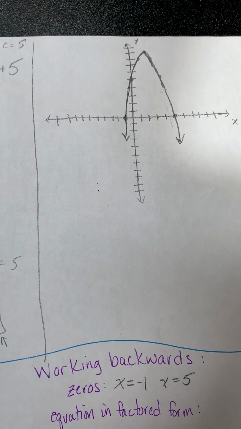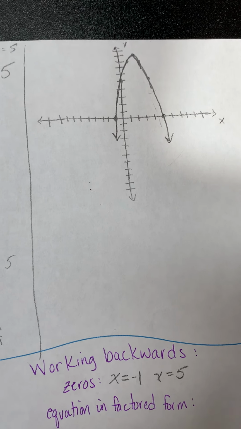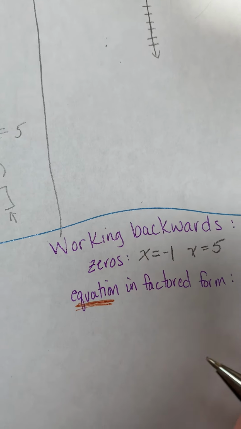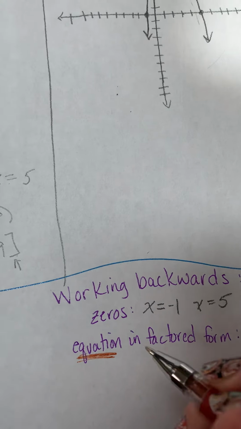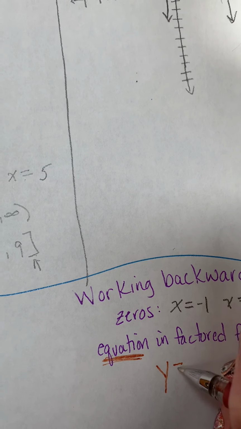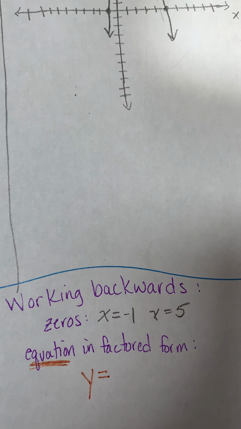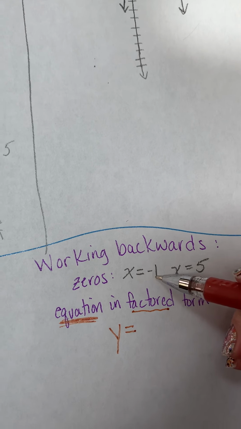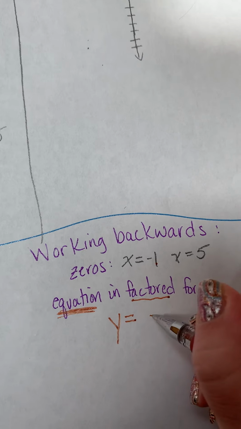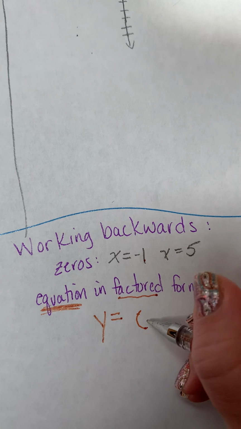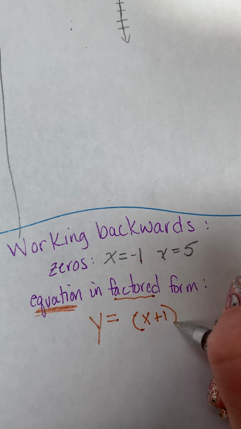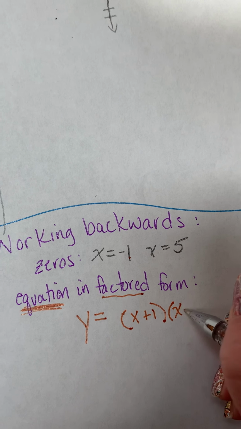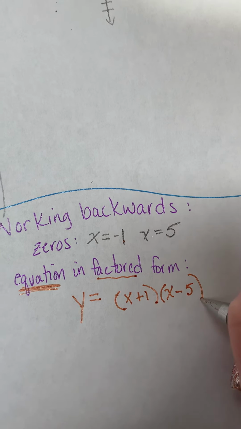Equation. I'll change to a color here just to make this pop. Equation needs to have a y equals. And now I'm going to write the factors. When it says to write the equation in factored form, I'm going to write the factors. So an x equals -1 as a factor would be an x plus 1. And x equals +5 as a factor would be an x minus 5.